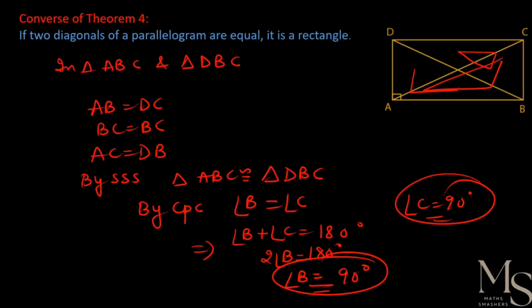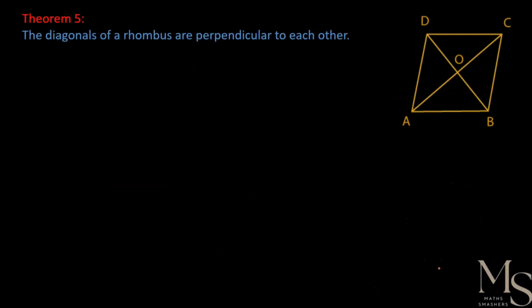So by the definition of a rectangle, parallelogram ABCD is a rectangle because each angle is 90 degrees, opposite sides are equal, diagonals are equal, so it's a parallelogram. So hence proved. I hope the theorem is clear to you all. So let's move on to the next theorem, that is, the diagonals of the rhombus.